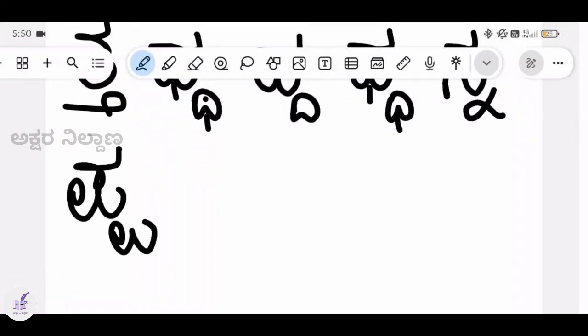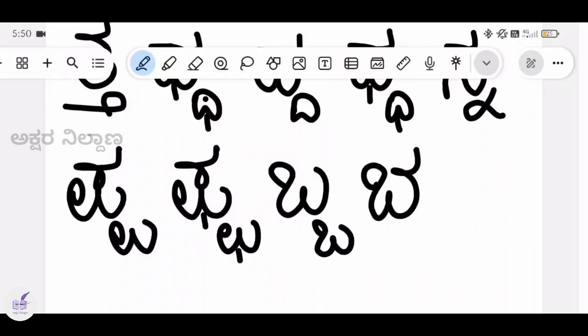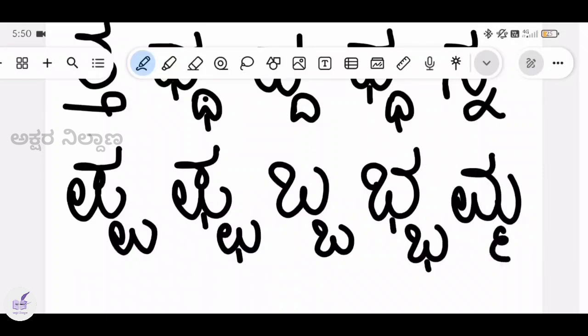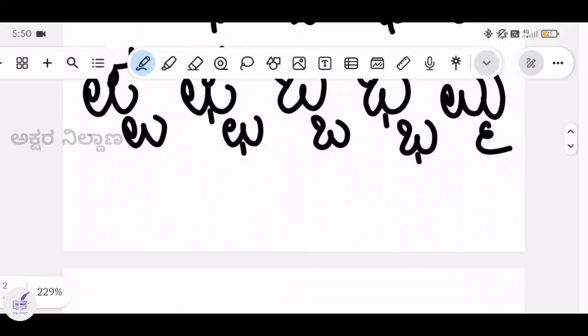Page pavattu, phage phavattu, bage bavattu, bhage bhavattu, and mage mavattu.